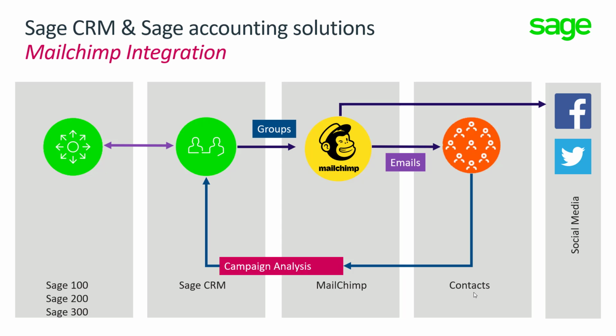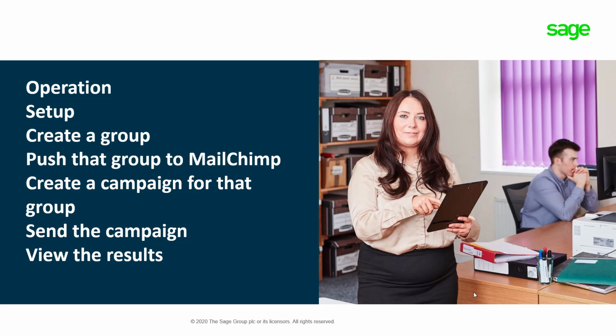Now, Sage CRM exists in an integrated environment. You can create groups of contacts in Sage CRM that will be sent to MailChimp from your own accounting system information. And that can lead to not just email campaigns being sent, but also driving out social media campaigns to Facebook, to Instagram, and to Twitter to reach an even wider audience. Now, as I go through this presentation, I'm going to show you how to get MailChimp ready for the integration.